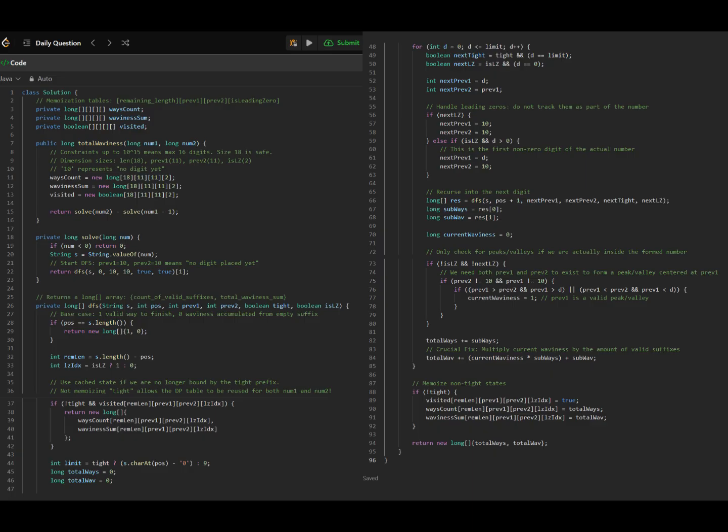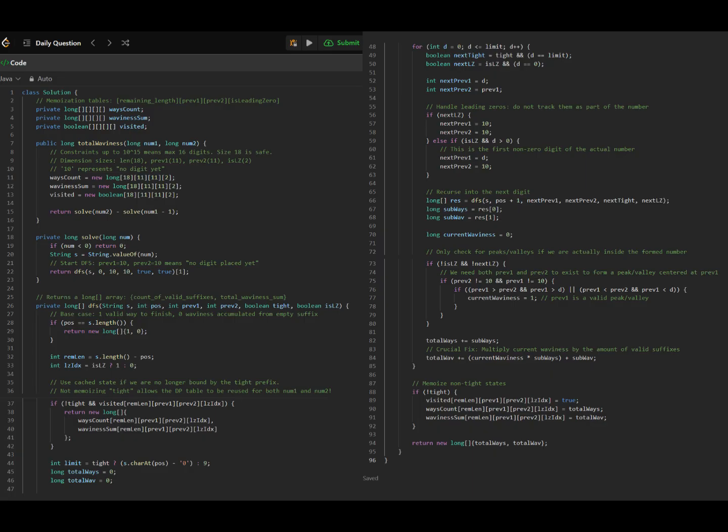3. Maximum cache reuse, decoupling tight. By intentionally not memoizing states where tight is true, our cache DP table becomes entirely independent of the specific numbers, num1 or num2, we are evaluating. The cache purely remembers, if I have x digits left, and my previous digits were y and z, what is the total waviness? Because of this, solve num2 and solve num1 minus 1 get to pull from the exact same memory pool, doing half the work.